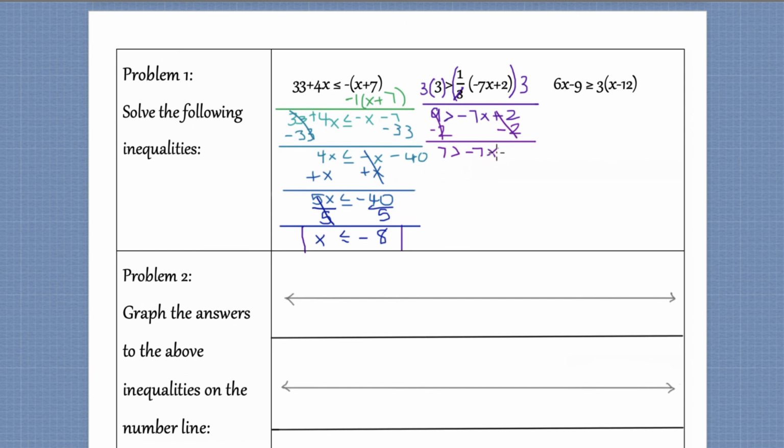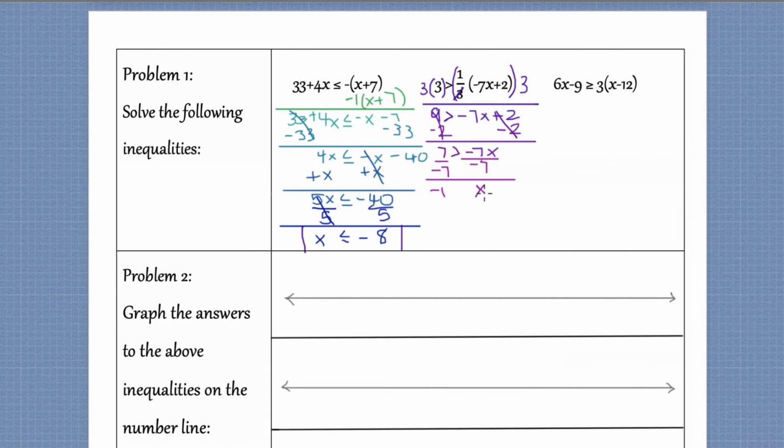Now our last step is just to get this x alone. So we would have to divide both sides by negative 7. So divide this side by negative 7 and divide the other side by negative 7. And so that's going to give us 7 divided by negative 7 is negative 1. And negative 7x divided by negative 7 leaves us with just x.